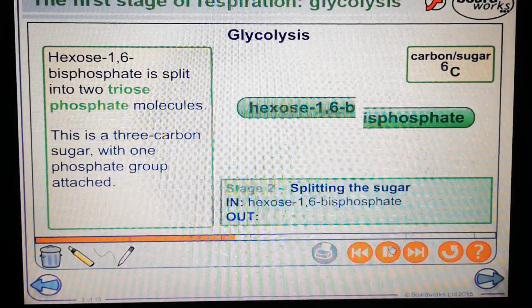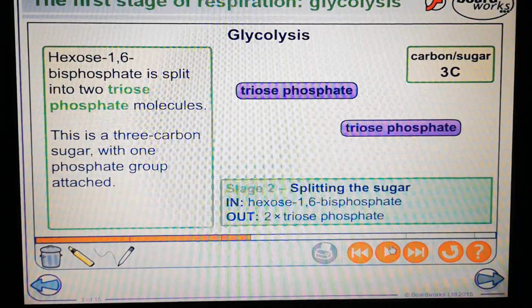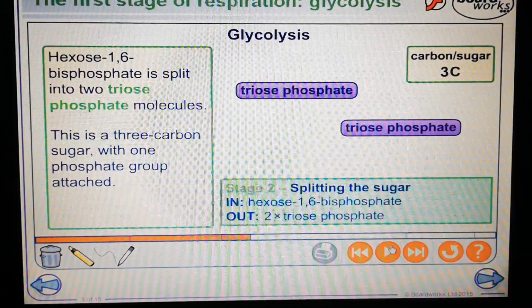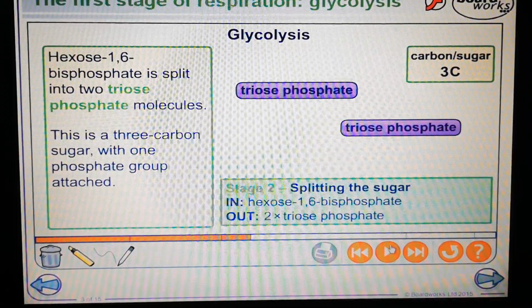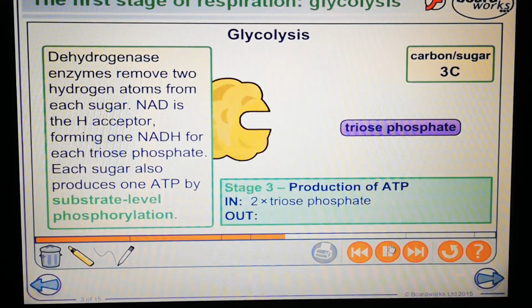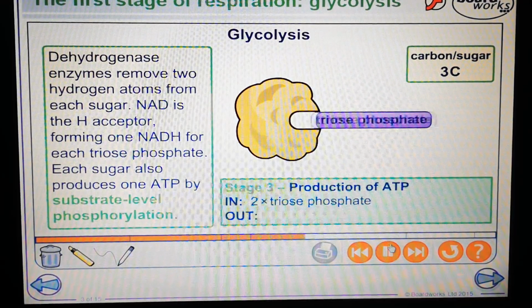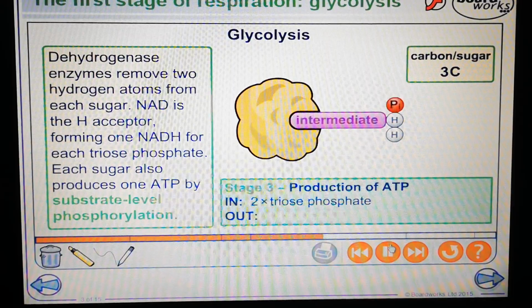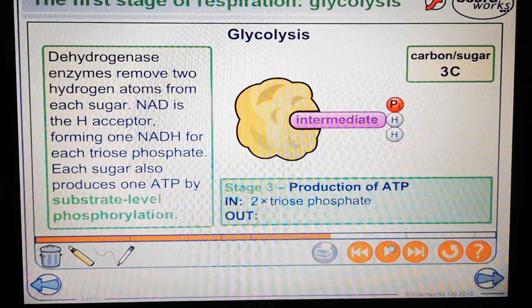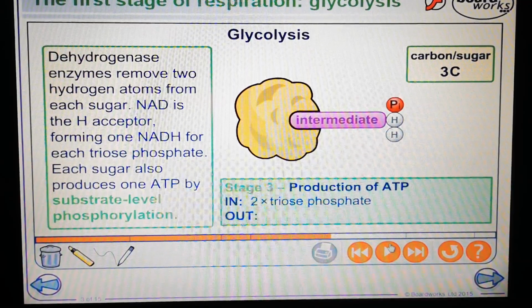That hexose bisphosphate is very unstable, so quickly gets broken down into 2 molecules of triose phosphate. Now we're just going to focus on one of these triose phosphates, but remember it's going to be happening twice. So the triose phosphate is now going to lose a hydrogen and a phosphate, and that is thanks to an enzyme. It's an enzyme that's going to be removing those.